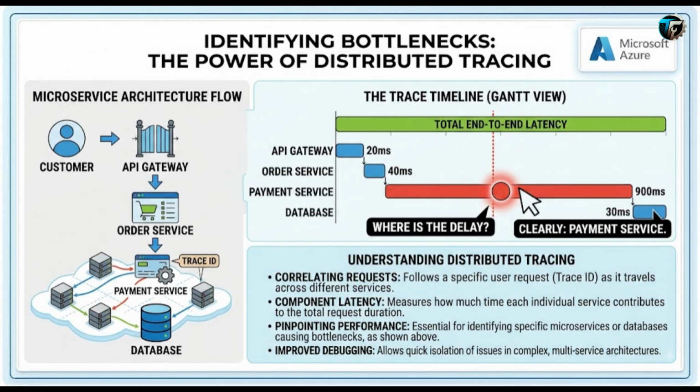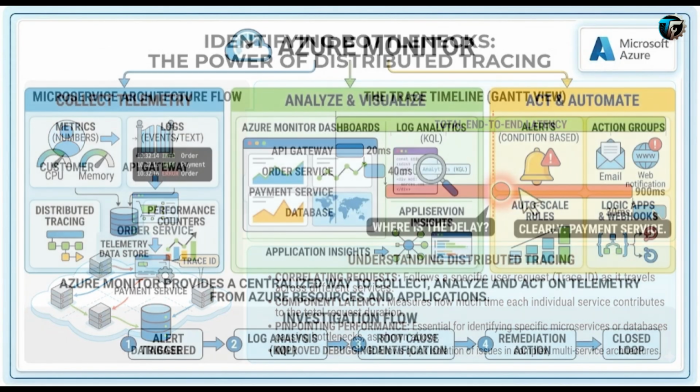The API gateway takes 20 milliseconds. The order service takes 40 milliseconds. The payment service takes 900 milliseconds. And the database finishes in 30 milliseconds. Clearly, it is the payment service where it is getting delay. This is where tracing becomes necessary for solution architecture.